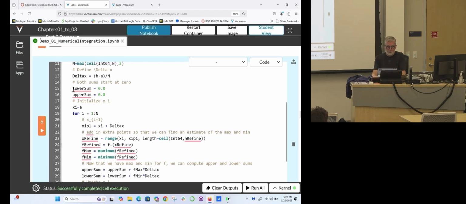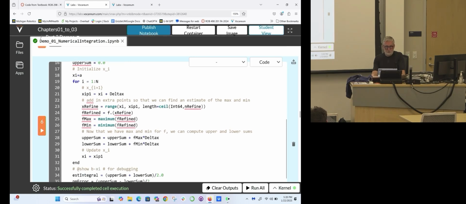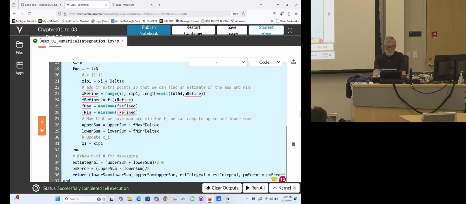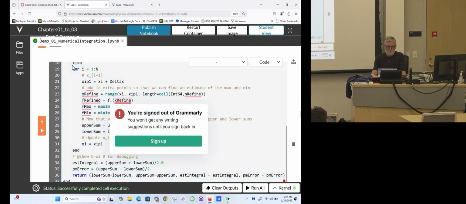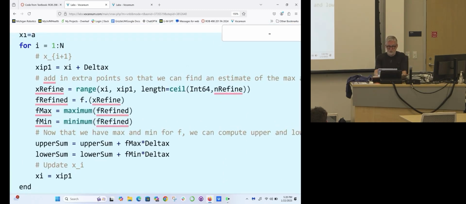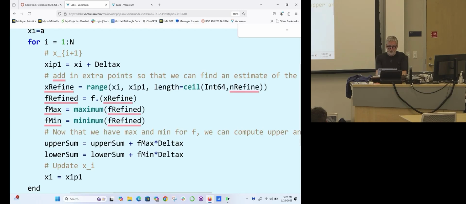Then the key things: delta x is b minus a over n, lower sum starts at 0, upper sum at 0, initialize xi at the left, and then xi plus 1 is xi plus delta x. And so now we've got xi plus 1. We get our refined range, we evaluate the function.